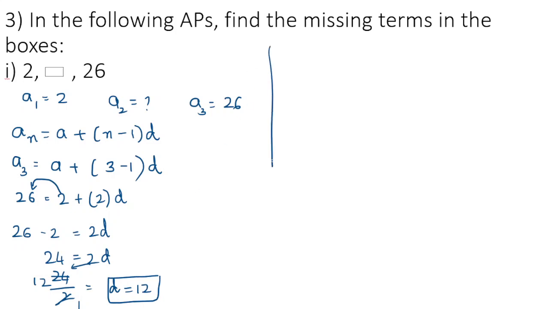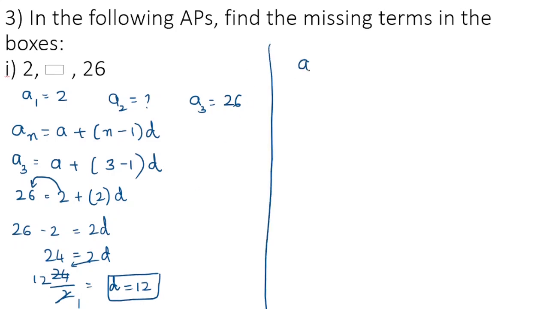Now we need to find A2. A2 is nothing but A plus D. A value is 2 plus 12. Answer is 14. A2 is 14. Now the next one of the same question, the second sub question.